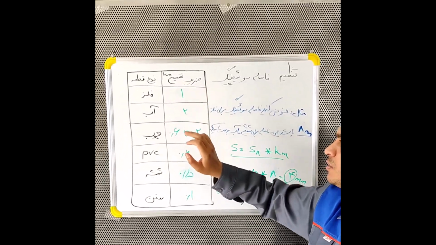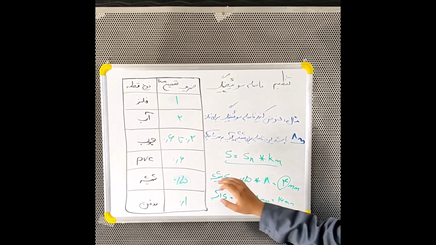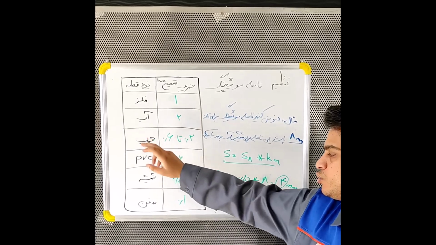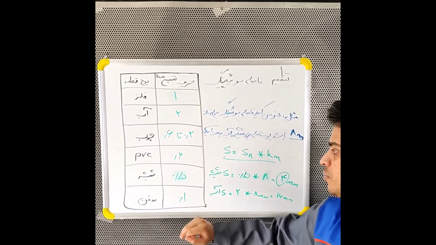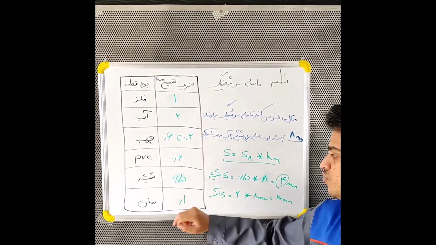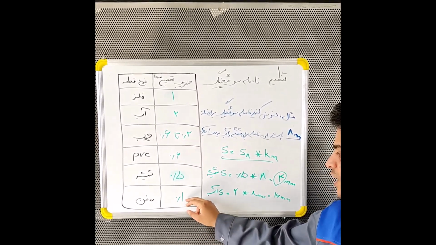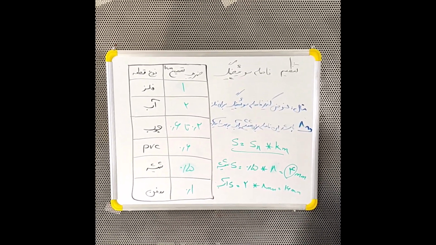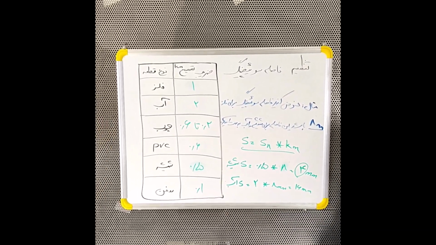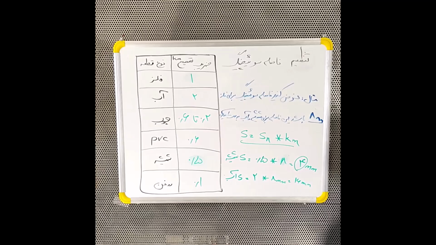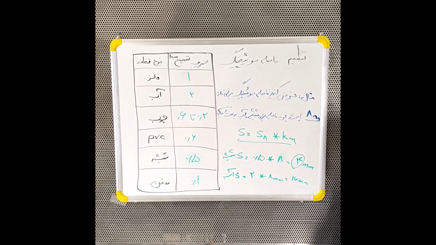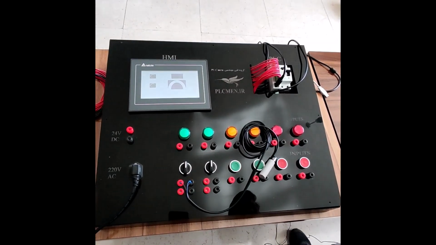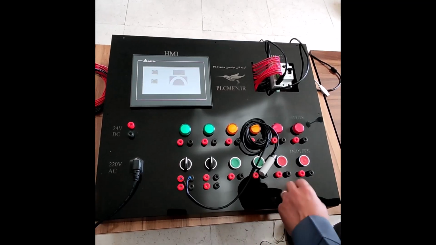For example, for metal the detection distance is 8 millimeters. For water, the detection distance is 16 millimeters. For wood, depending on the material, the detection distance is 1.6 to 4.8 millimeters. For PVC, the detection distance is 4.8 millimeters. For glass, the detection distance is 4 millimeters. For oil, the detection distance is 0.8 millimeters. Based on the information in the table, you can adjust the detection distance on the capacitive sensor.